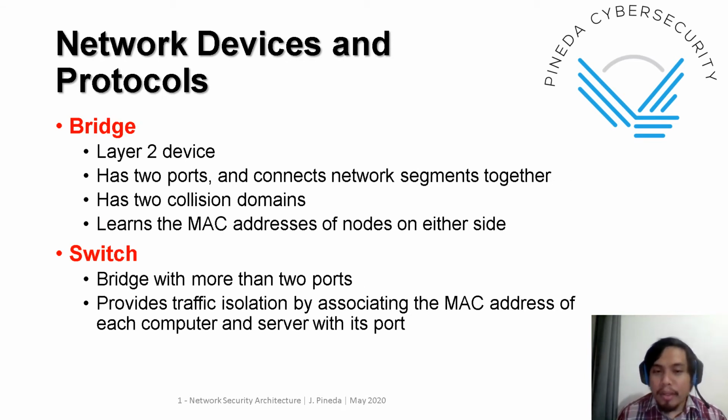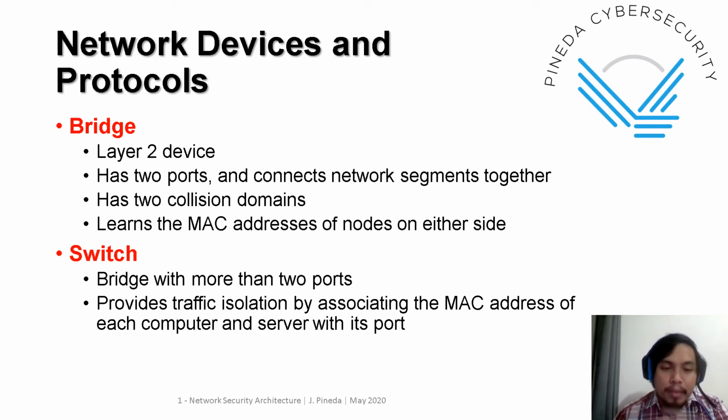A bridge is a layer 2 device. It has 2 ports and connects network segments together. It has 2 collision domains. It learns the MAC address of nodes on either side. So layer 2 means it can understand MAC addresses. And collision domains mean these devices can send simultaneously at a given time.